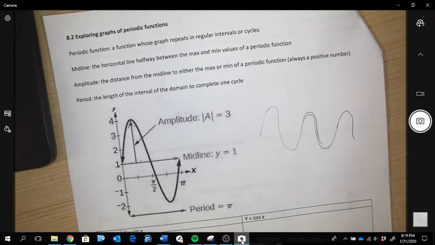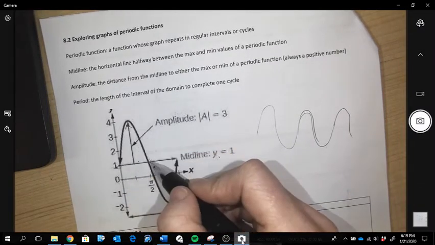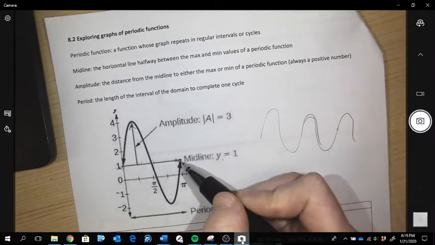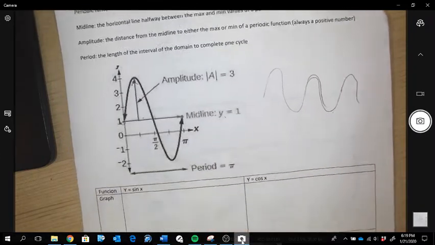And the period is how long it takes you to get through one cycle. So I'm starting here, I'm going up, back to there, down, and then back to the midline. So that's a cycle, because if I keep going, I'm obviously starting a repetition.